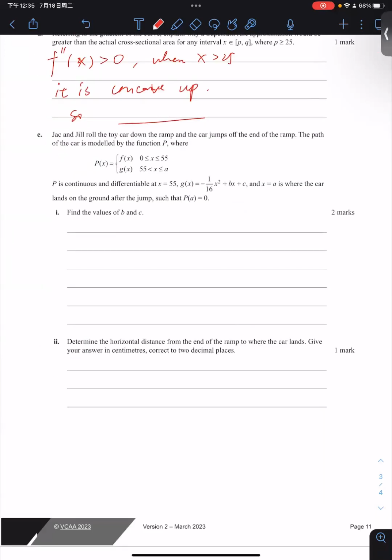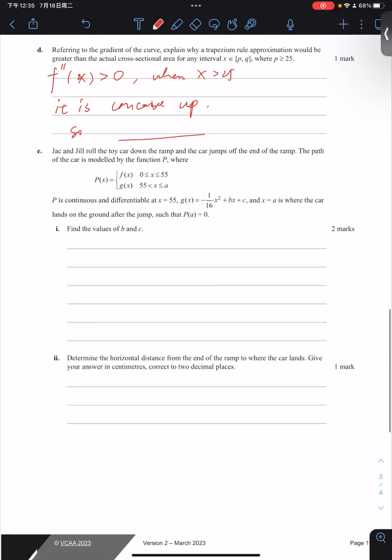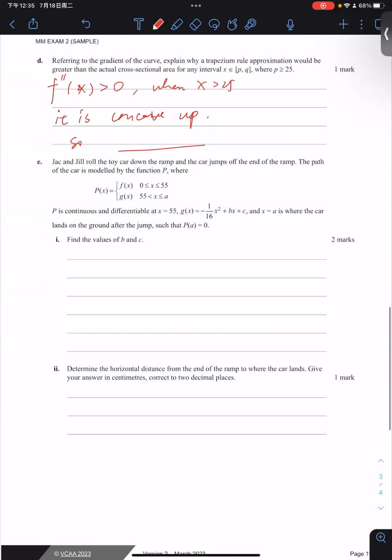Jack and Jill roll the toy car down the ramp and the car jumps off the end of the ramp. The path of the car is modeled by the function P. For x between 0 and 55, we have f(x), and when x is greater than 55 and less than or equal to a, we have another function, g(x), which is negative x squared over 16 plus bx plus c.